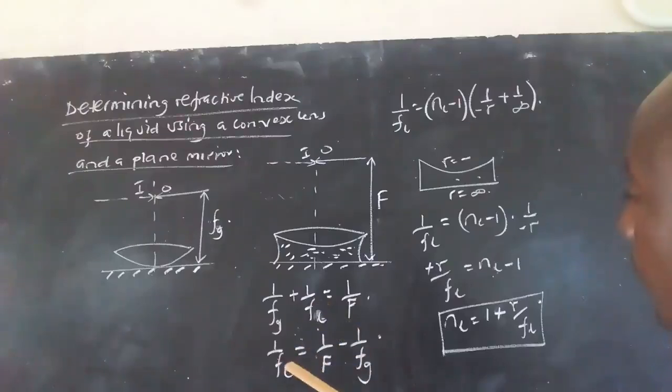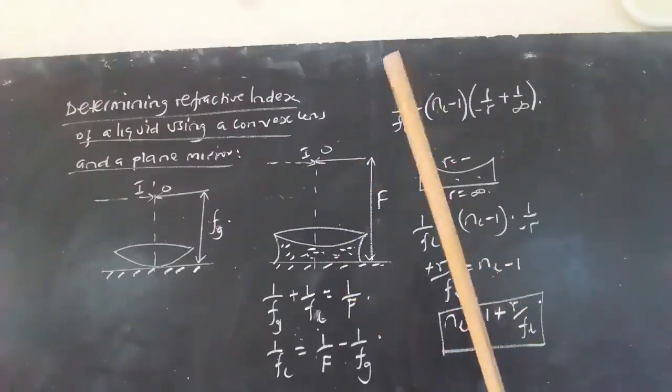Then you say the focal length of the liquid is got from 1 over FL equals 1 over F minus 1 over FG. After that, the refractive index of the liquid is got from NL equals 1 plus R over FL, where R is the radius of curvature of the convex lens. So that's briefly how we can do it.